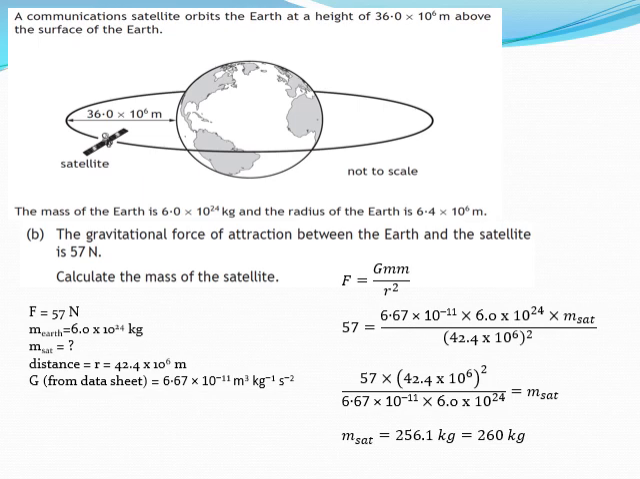And if you look at all the data in the question, we've got 36.0, 3 significant figures, or we've got 6.4, 2 significant figures as the least number. So 260 is actually the correct number of significant figures, which is 2, but you could put 3 significant figures, or you could get away with 4 significant figures as well.